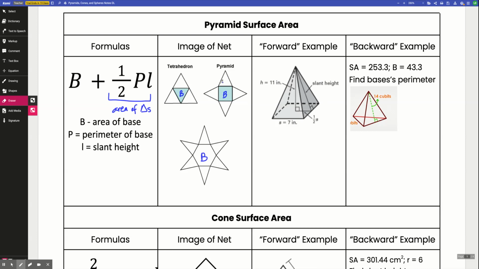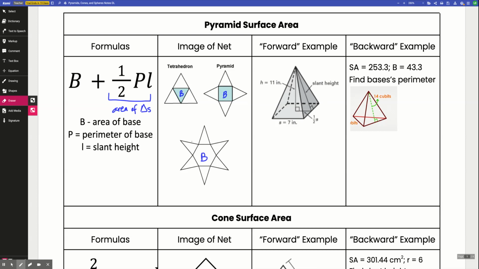A tetrahedron is just a special name for a triangular pyramid, where you have all equilateral triangles. In this square pyramid, it would be the area of all four of these triangles combined. In this hexagonal pyramid right here, it would be the area of all six of these triangles combined.